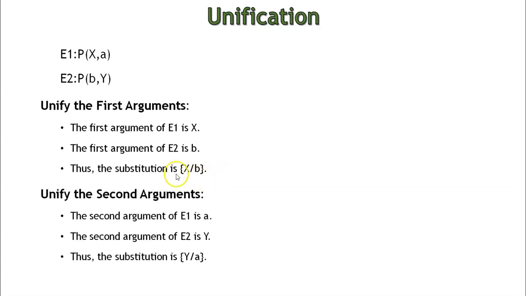And the second step, the expression involves two arguments, right? We discussed the unification of the first argument. The second thing we have to consider is the unification of the second argument. Consider the second argument in E1, which is a, and the second argument in E2 is y. Now we have to find a substitution such that these two arguments are identical. We need a substitution that makes the variable y equal to a. Therefore, the substitution here is written as y slash a, that is y is substituted as a.